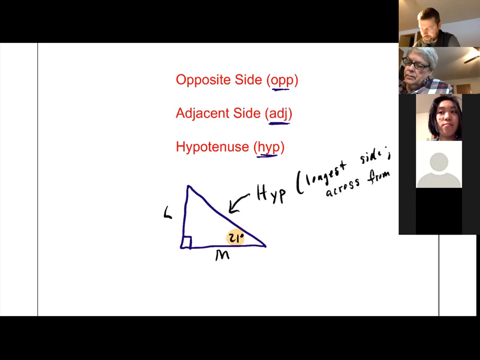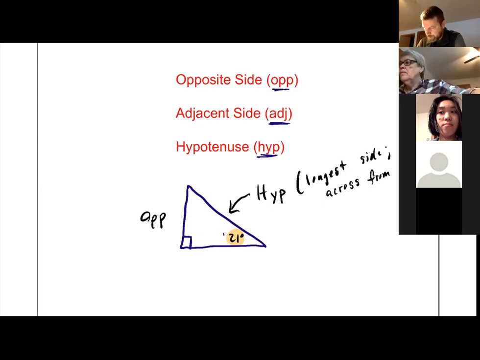Which side do you think is the opposite side? Is it this one here, L, or is it that one there, M? And why? Which one is opposite the 21-degree angle? Come on, we got to have somebody be able to guess this. L. L, yeah. So opposite means the far side. It's like across from you. So L would be the opposite side. So if I'm looking at this angle 21, that far side, that side that's opposite, that's going to be called the opposite side.